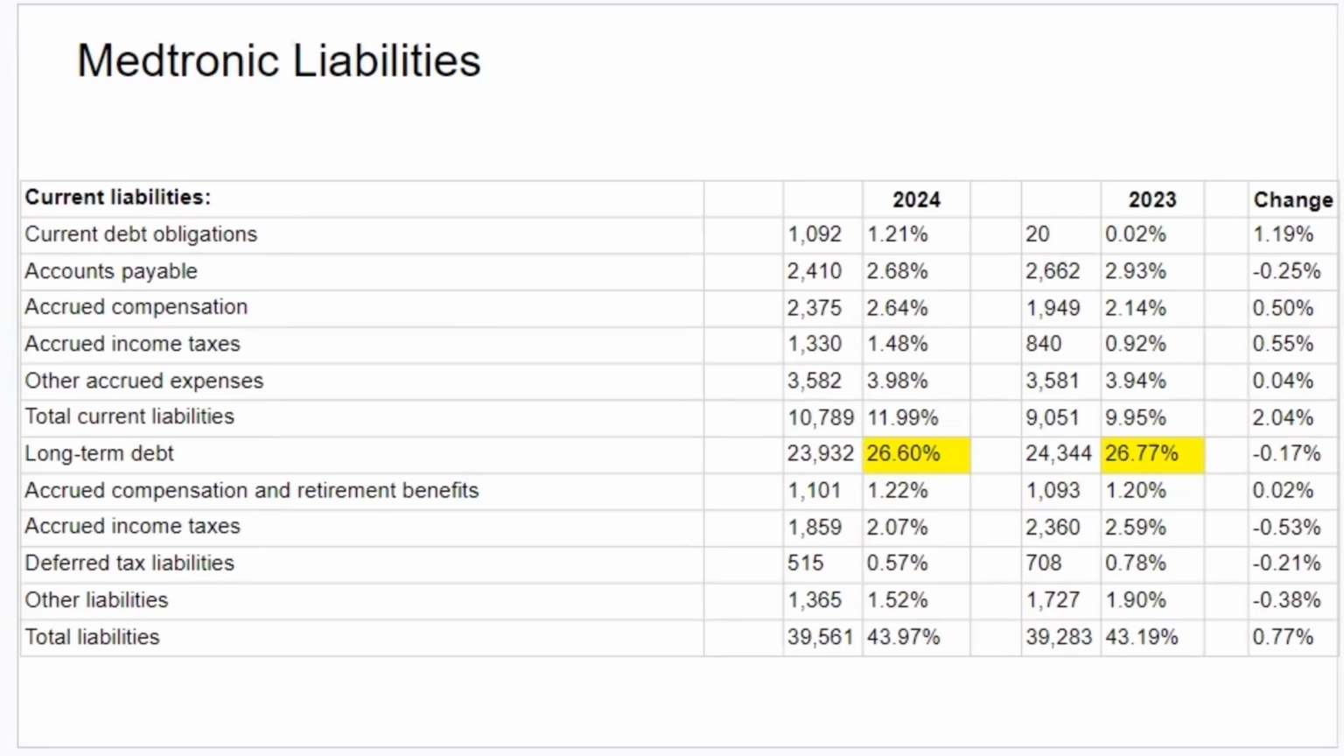Another thing that was looked over here is the current debt obligations. It went from 0.02 to 1.2%. So maybe the focus was paying some obligations they needed to take care of before paying some long-term debt. So that could be a possibility of why the long-term debt wasn't that much of a decrease.